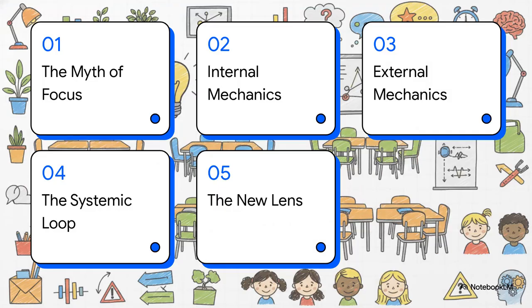To make sense of all this, here is our roadmap for today. First, the myth of focus. Second, the internal mechanics. Third, the external mechanics. Fourth, the systemic loop. And finally, number 5, the new lens.